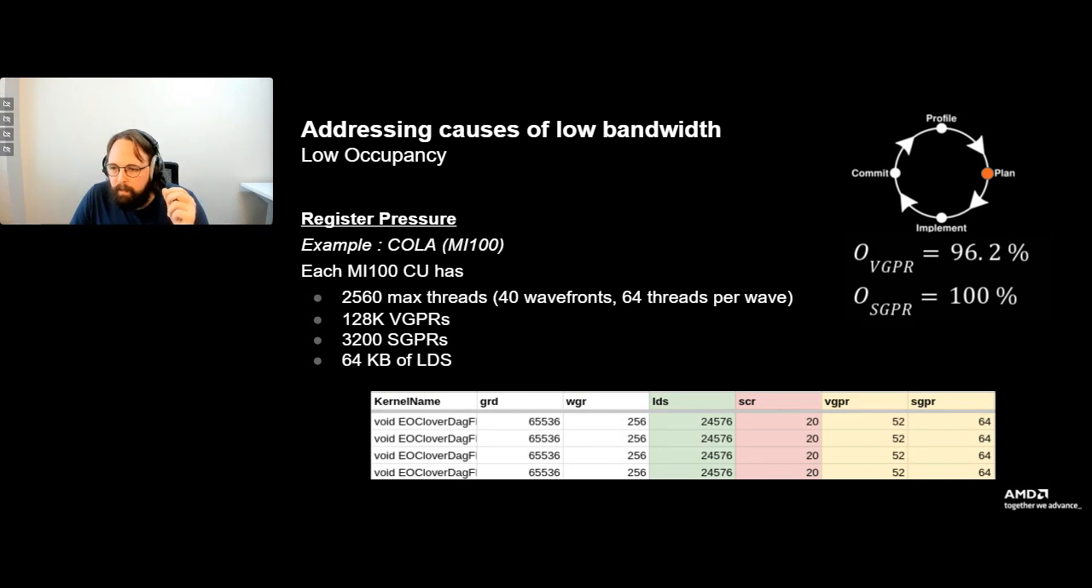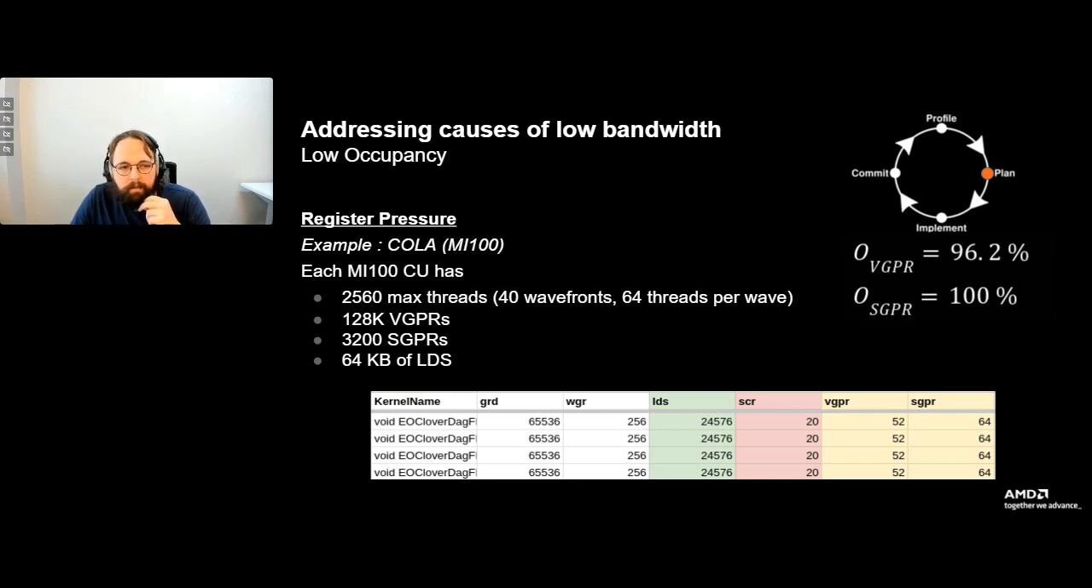The particular ones you want to pay attention to are WGR, which is work group size. This is the number of threads per block, or in AMD speak, the number of threads per work group. So here we got 256. LDS is the amount of local data share memory in kilobytes. And then we have the amount of scratch space, so these are spilled registers. VGPRs are the vector registers per thread, and SGPR, again, is scalar registers per wavefront.